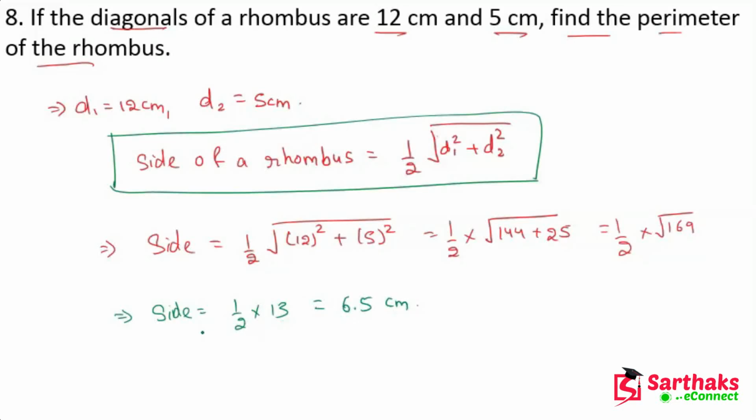Now we have to find the perimeter, and we know that the perimeter of a rhombus is 4 into side. So we can write it as 4 into 6.5. So this will become 26 centimeter. So the perimeter is 26 centimeter. I hope you understand these things, my dear friends.